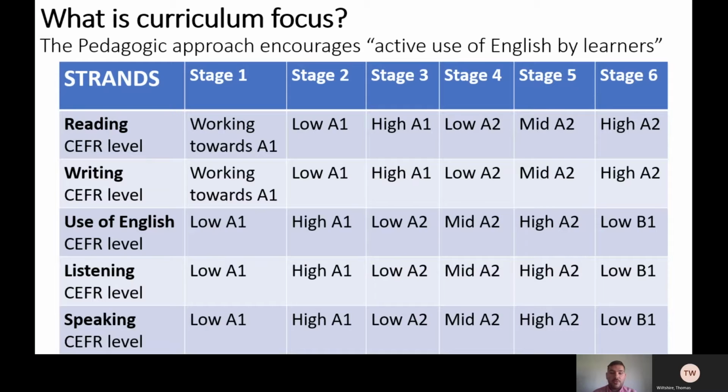The table in this slideshow highlights what levels within the Common European Framework of Reference that learners can be expected to attain at each stage of the primary curriculum. The table shows that students should be able to reach low B1 level for listening, speaking, and the use of English strands by the end of stage 6, and a high A2 level in the reading and writing strands.